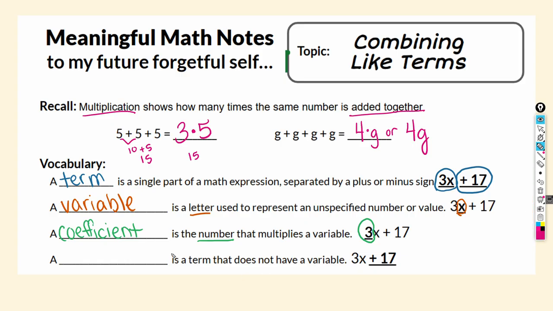Then we have a constant, which is a term that does not have a variable. In this example, it's the plus 17. So if you have just a number with no variable attached, that is called a constant.